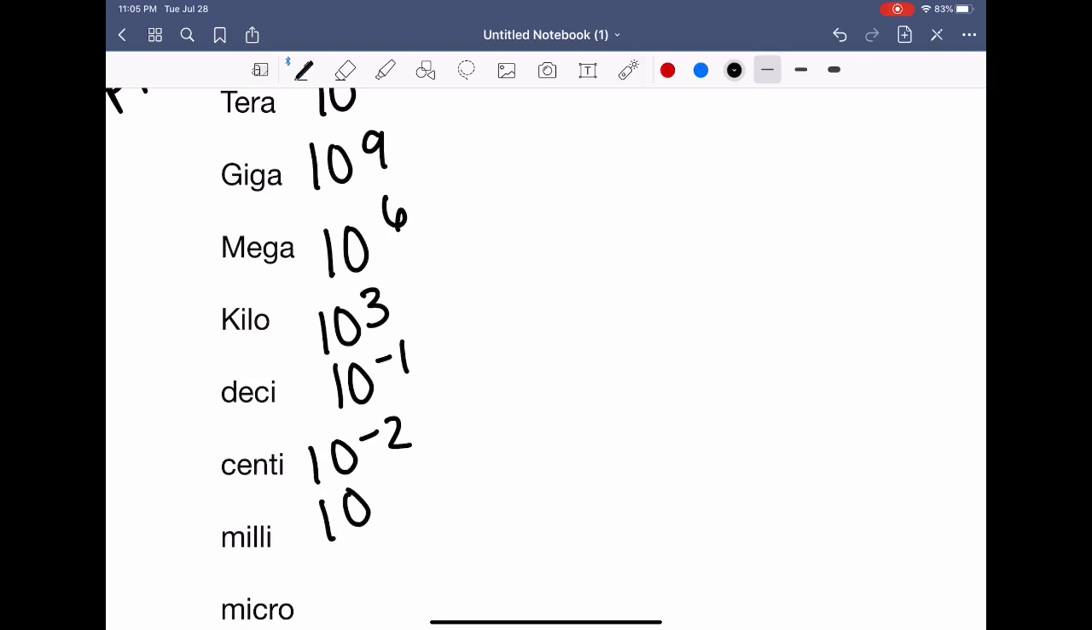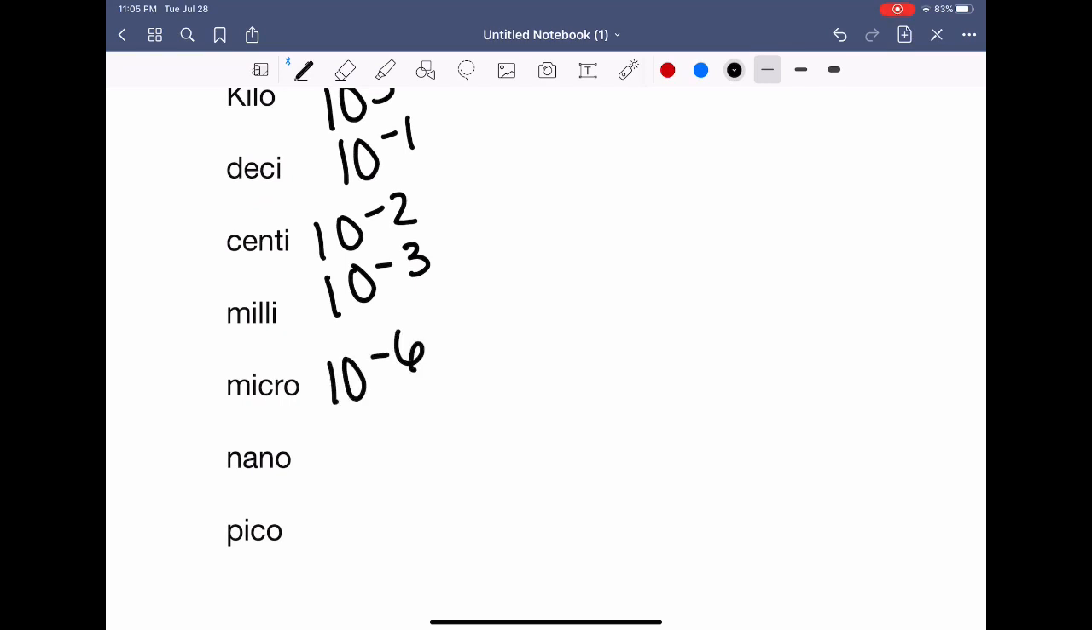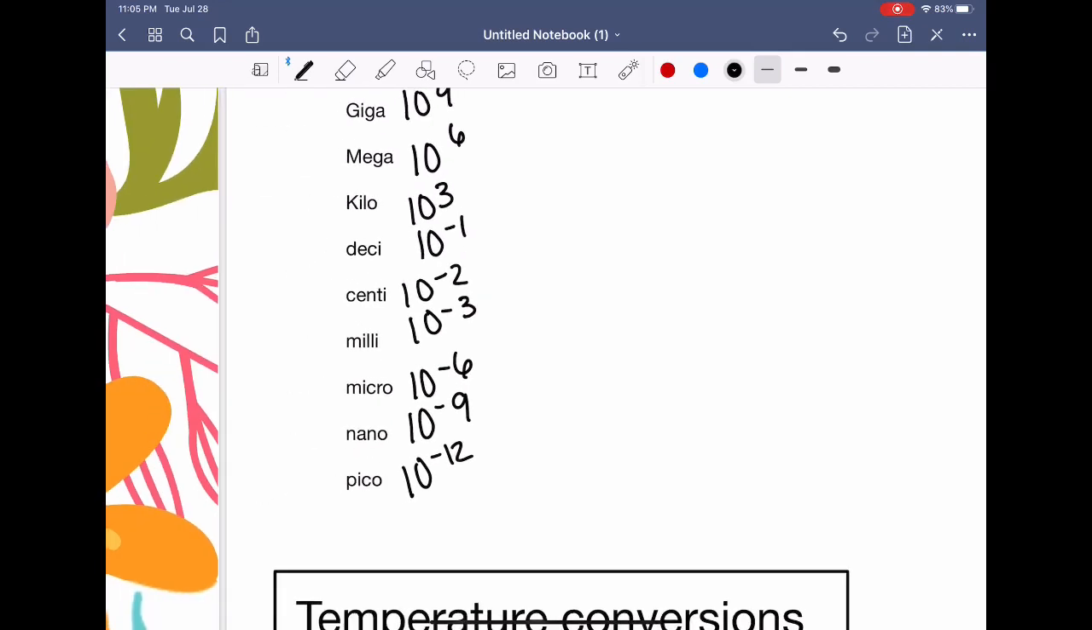So deci is 10 to the negative 1. Centi is 10 to the negative 2. Milli is 10 to the negative 3. Micro is 10 to the negative 6. Now notice there's a jump here. Deci, centi, milli is negative 1, negative 2, negative 3. As soon as you get to micro, it's actually 10 to the negative 6th. Nano is 10 to the negative 9th. And pico is 10 to the negative 12th.